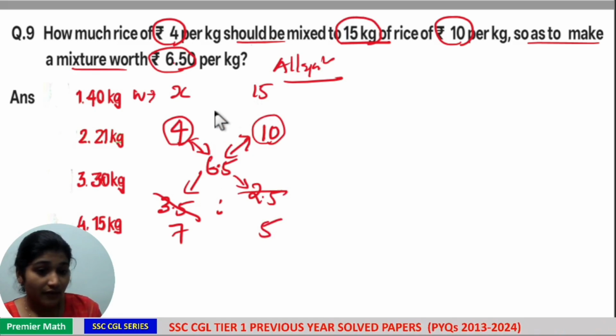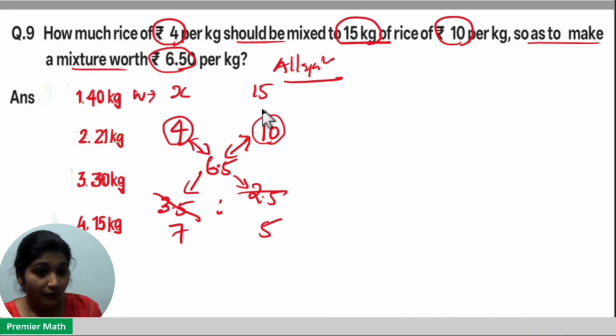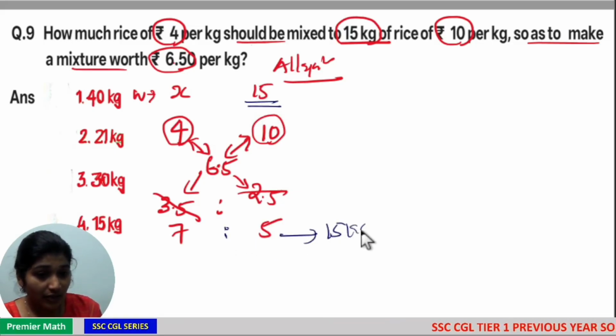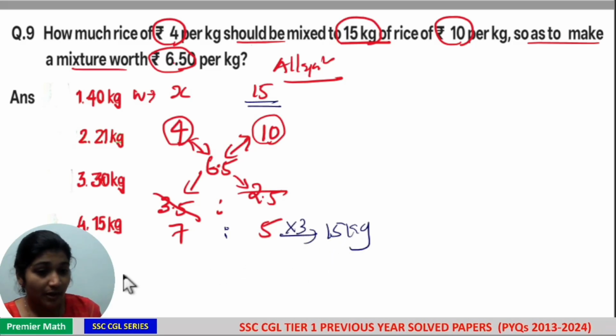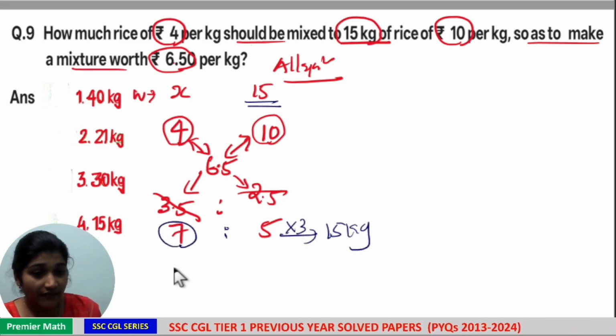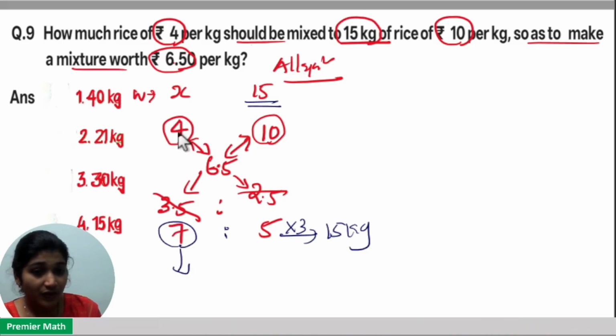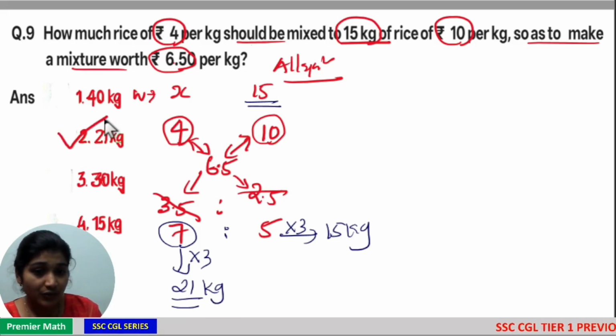Now, here we already know weight of the second variety is 15 kilogram. But here it shows 5 part. So 5 part denote 15 kilogram means 5 into 3 is equal to 15 kilogram. So 1 part is equal to 3 means here 7 part is the weight of the first variety. So 7 into 3 is equal to 21 kilogram. So 21 kilogram is your answer. Option 2 is your answer.